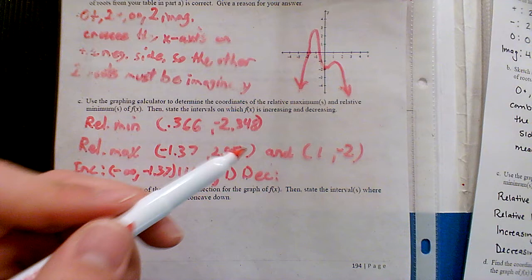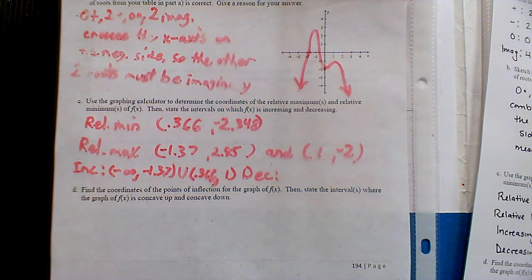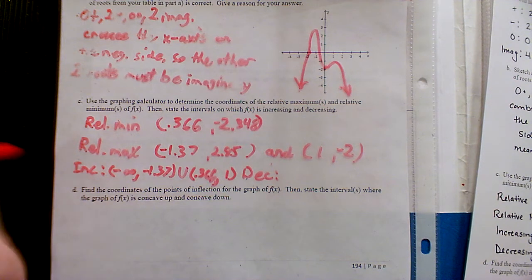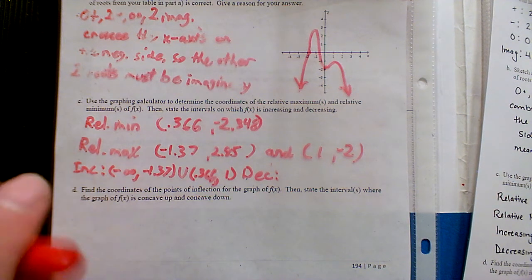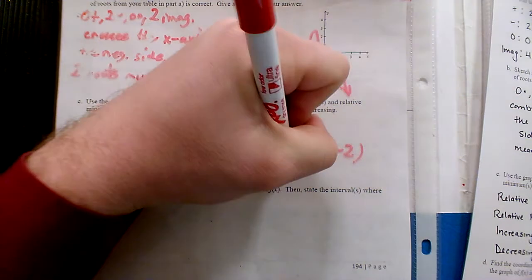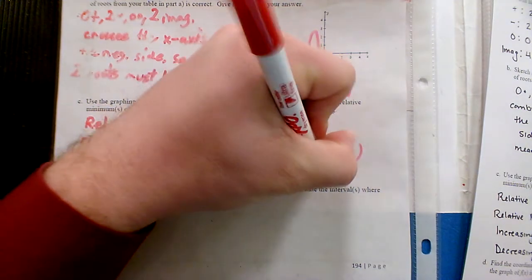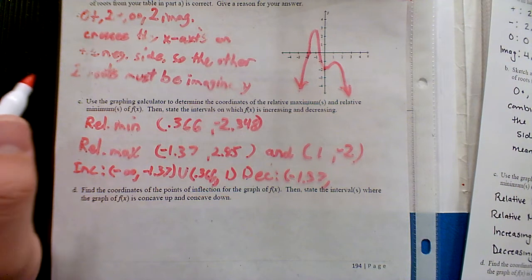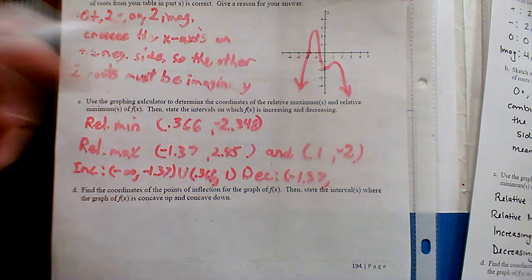And lastly, we need to know the intervals for decreasing. So where is our graph or function going down? Again, use the coordinates from our relative maxes and mins to help you figure this out. So where does the first one start decreasing at? Negative 1.37. And it goes down until you get to what value? 0.366, good.